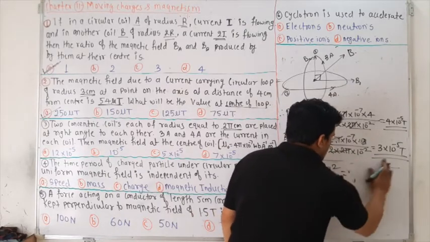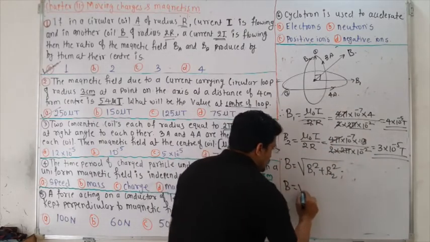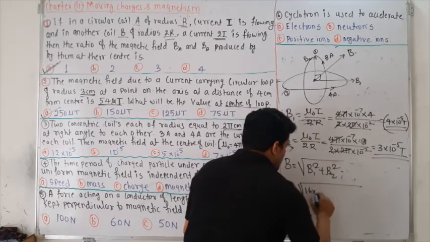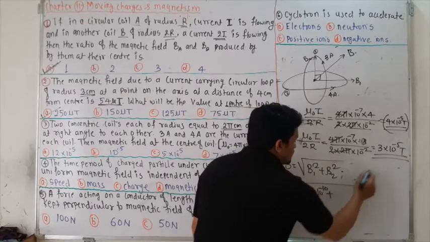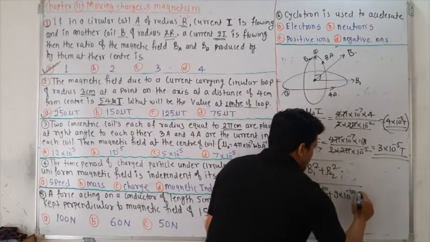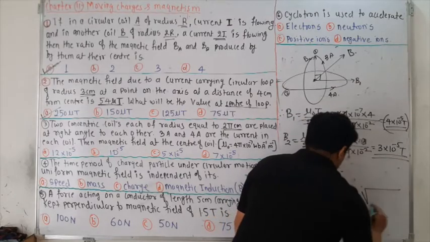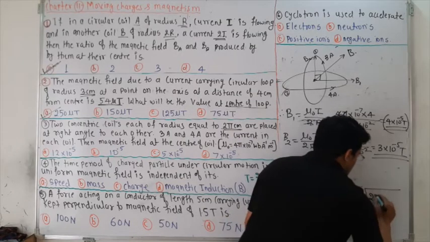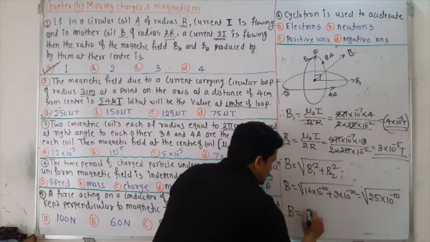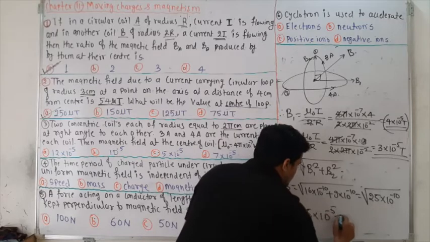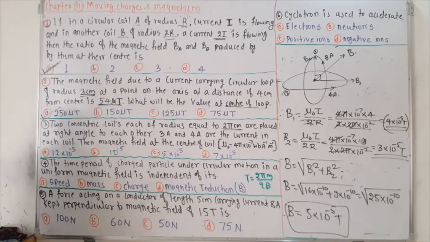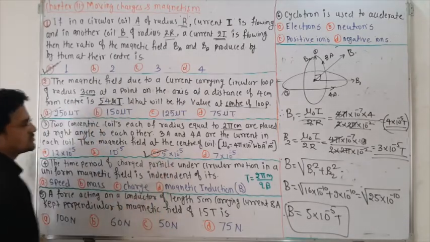So if you place all the values, B is equal to what? Under root of B1 square. So this square becomes 16 into 10 to the power of minus 10 plus B2 square becomes 9 into 10 to the power of minus 10. So 16 plus 9 becomes 25 into 10 to the power of minus 10. So take the root. You will get 5 into 10 to the power of minus 5 Tesla. So answer is C. C answer is correct.